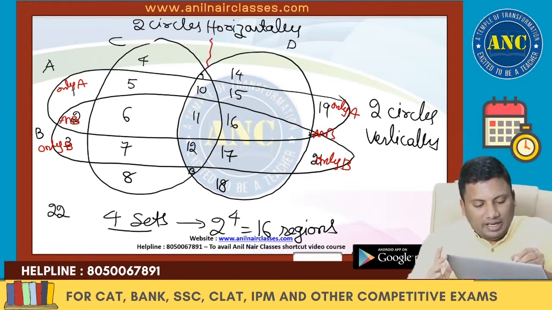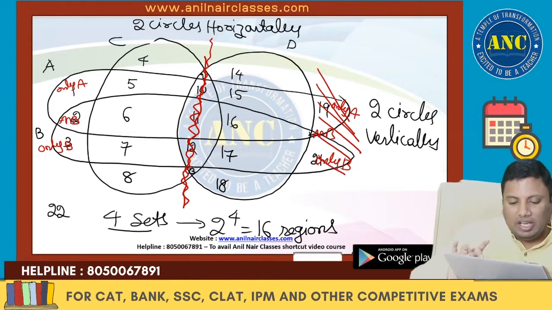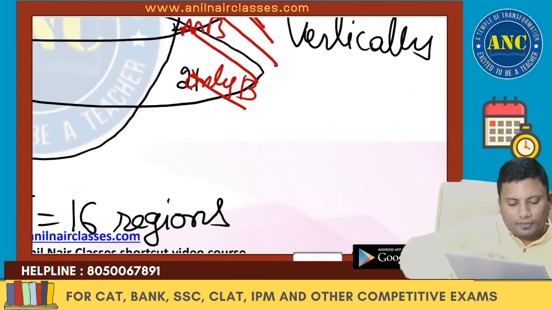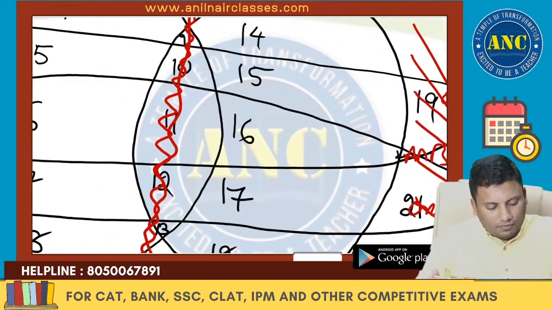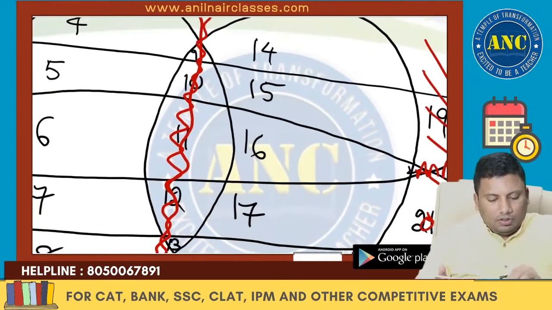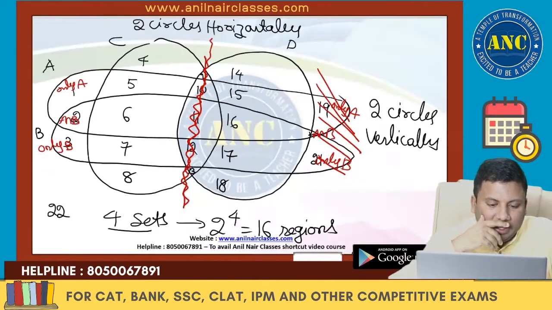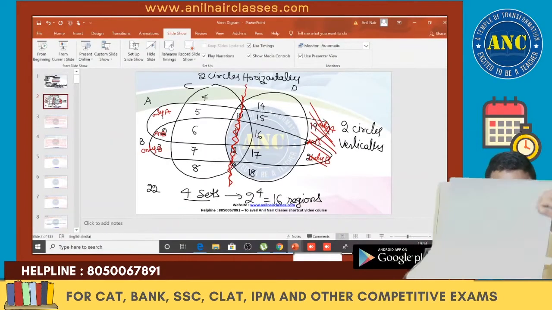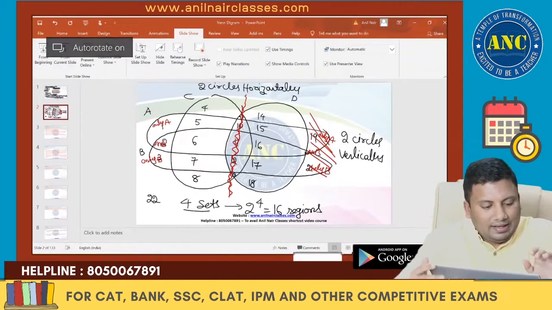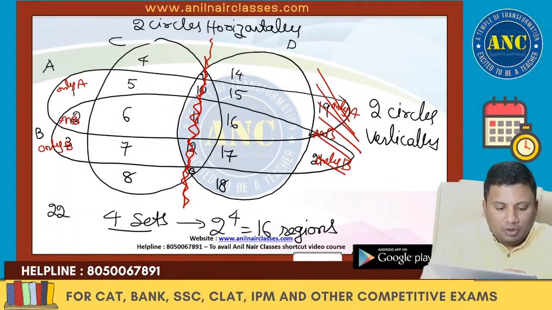That means if I keep a mirror here, this is nothing but the mirror image of these 3. So of these 3, either the left side or the right side has to be omitted. Either you can eliminate the left side or the right side.